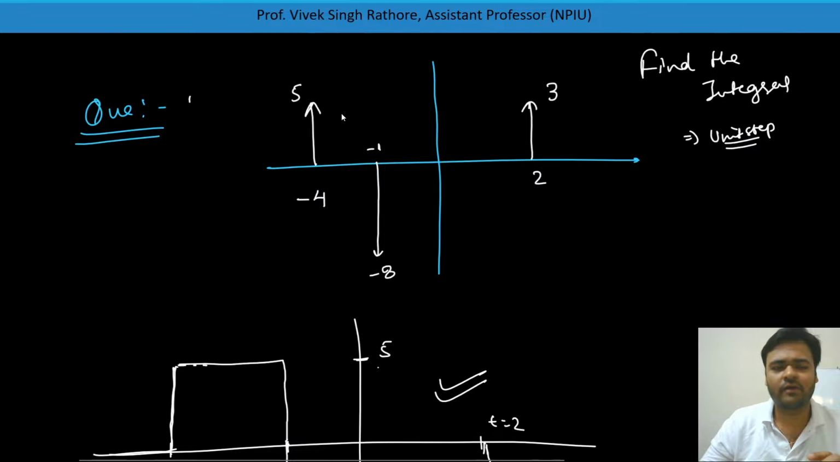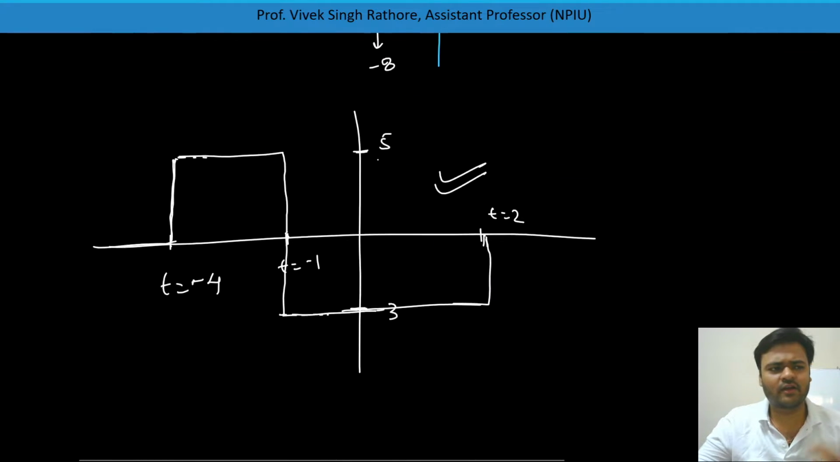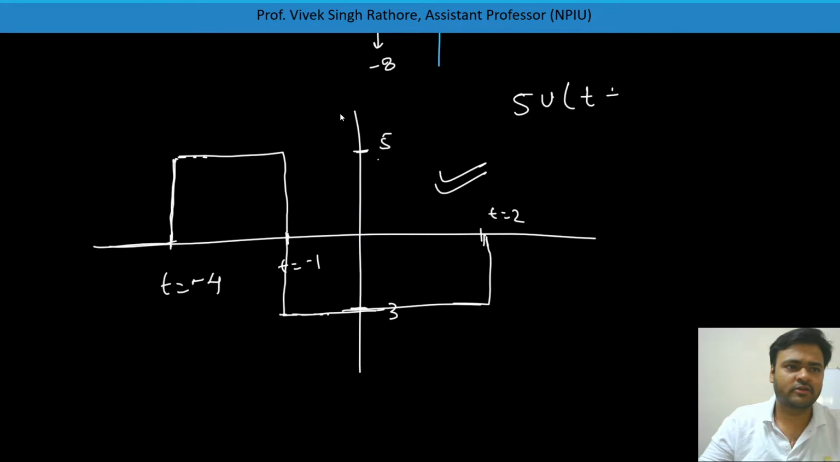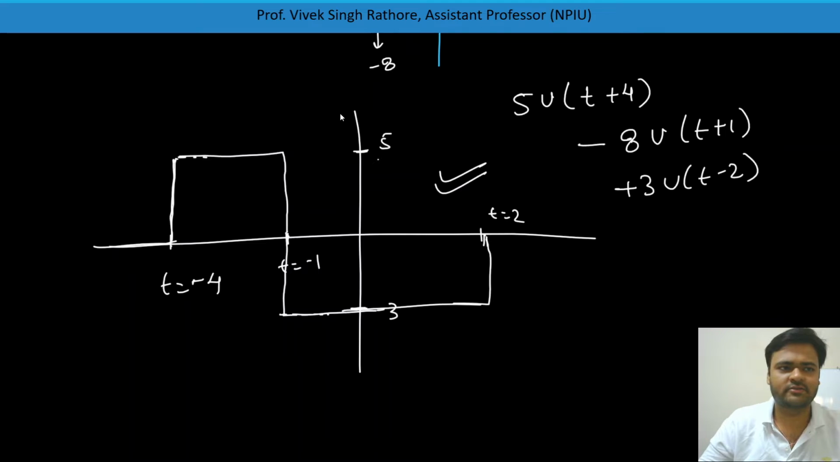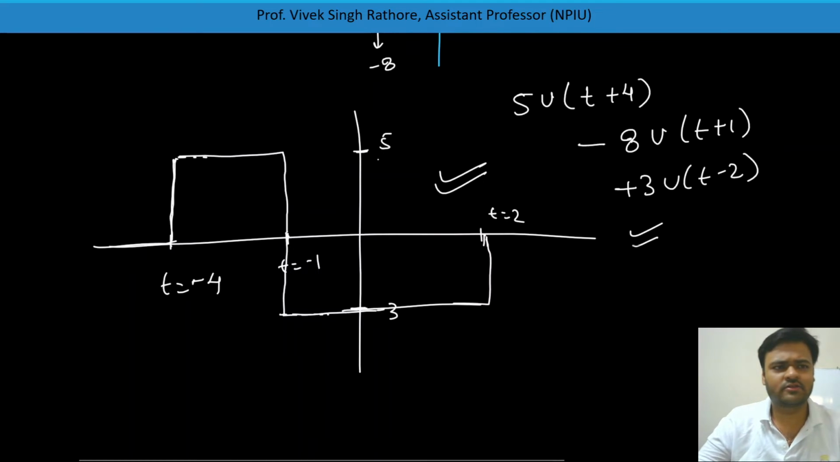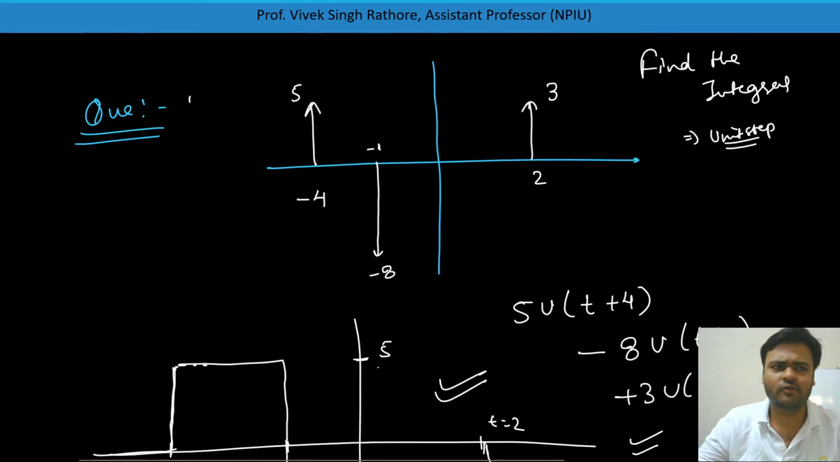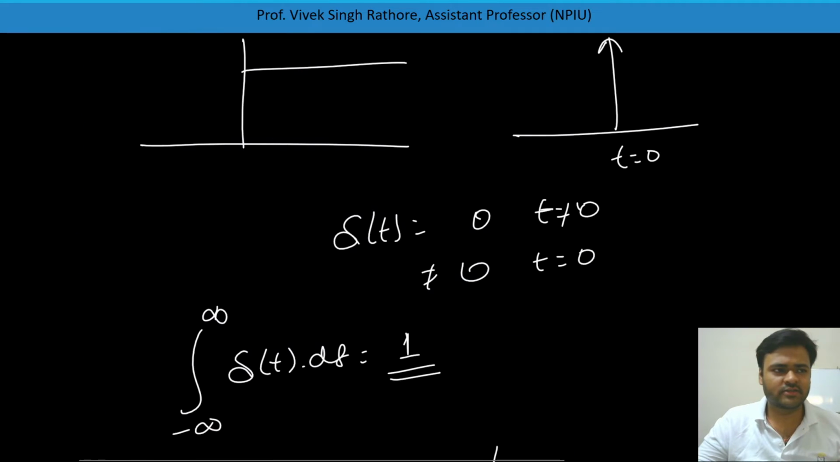How have we done it? Because, as you know, the integral of a unit impulse is a unit step, and these values represent the step changes. So we can plot it, and we can also write it as 5u(t+4) minus 8u(t+1) plus 3u(t-2). So 5 plus 3 is 8, minus 8 is 0. It is a finite duration signal, and you can plot it either graphically or mathematically. So this was the integral signal, and this was the relation.